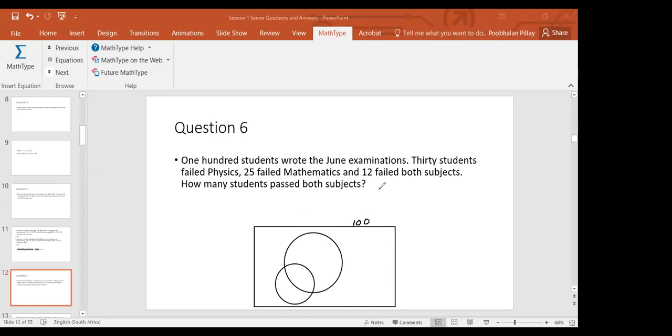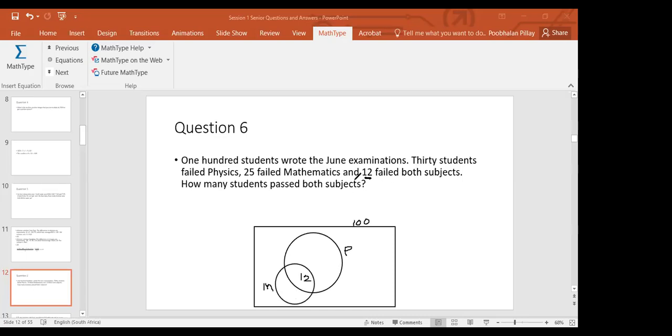So this box has got 100 people altogether in it. Now, amongst these people, you've got the physics, the maths. I want to concentrate on this. 12 failed both subjects. So if this is the physics one, we'll put a P here to show that these are the people who failed physics, all these people in the circle. And these are the people who failed maths. There are 12 who failed both. So 12 will have to be in here. All right, so that's a starting point.